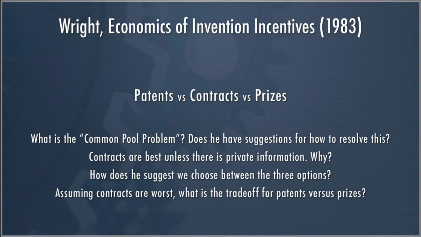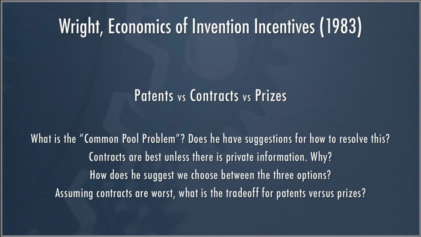And so for each of these papers, I'm going to offer you a few things that I hope you find out, that you consider as you're working through them. And so for Wright, what he's talking about is comparing basically three regimes: patents versus contracts versus prizes, right? And this is from an economic theory perspective. He has a few important things that I'd like you to take away from that.